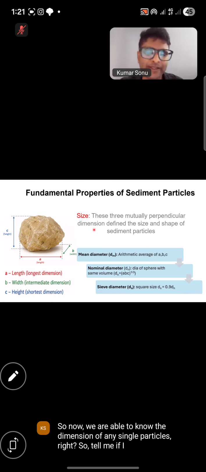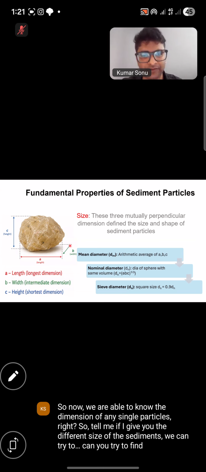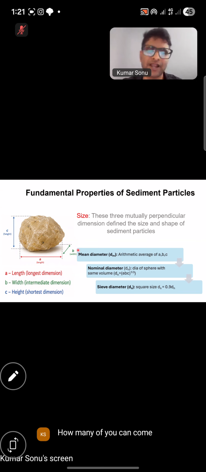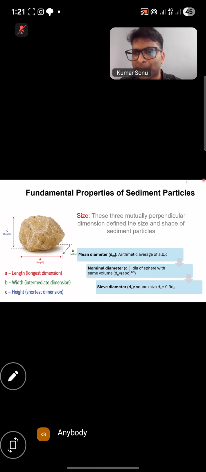So tell me, if I give you different sizes of sediments, can you try to find the mean diameter? How many of you can come up with the mean diameter? Anybody?